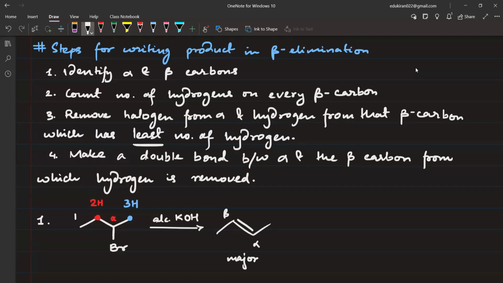Okay. Now, if they ask you all the products, then you will have to write one more product, which will be the same thing as it is, and now the double bond will be between alpha and the other beta carbon. Okay. So this is minor product. You don't have to worry so much about the minor product. Okay. So please write this down. All of you understood this? Yes or no? Please tell me.